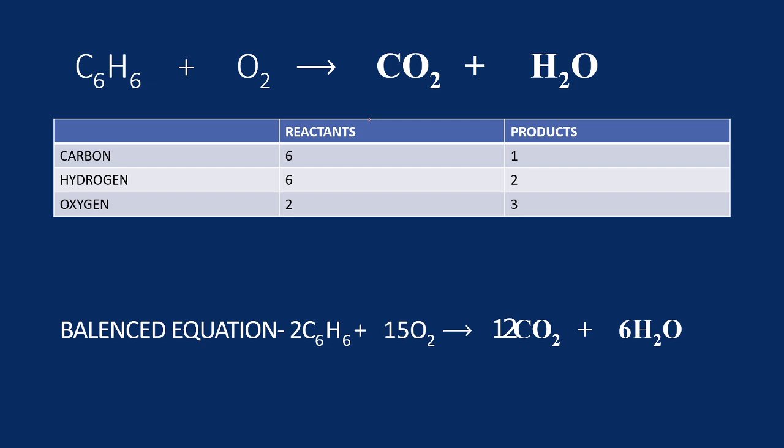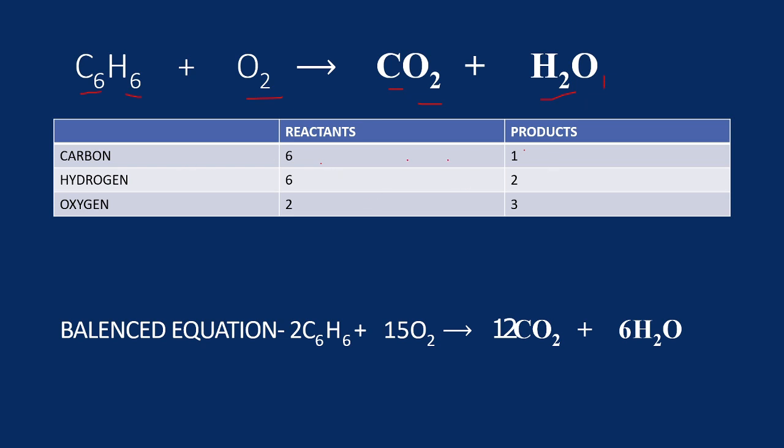Coming to the complex one, this is C6H6 plus O2 will give you CO2 plus H2O. This is quite a complex one. So make a big table. Reactants of carbon is 6 and products of carbon is 1. We can see a 6 and 1 here. And hydrogen 6, we can see a 6 and 2 in the product side, which is H2. And coming to oxygen, it's 2 here and 3 here, because 2, 1 and 1 here. 2 plus 1 will give you 3.